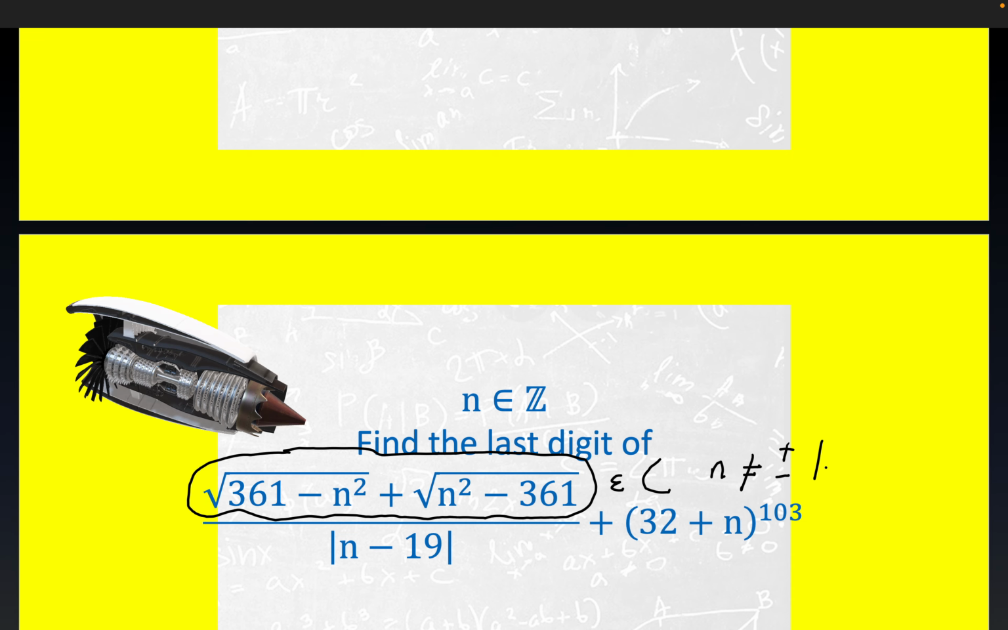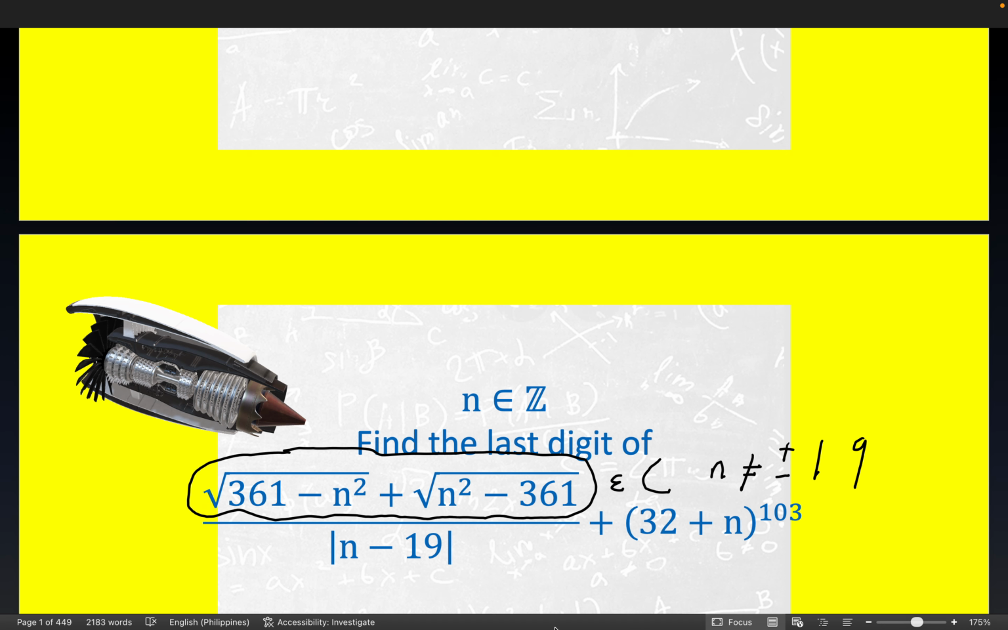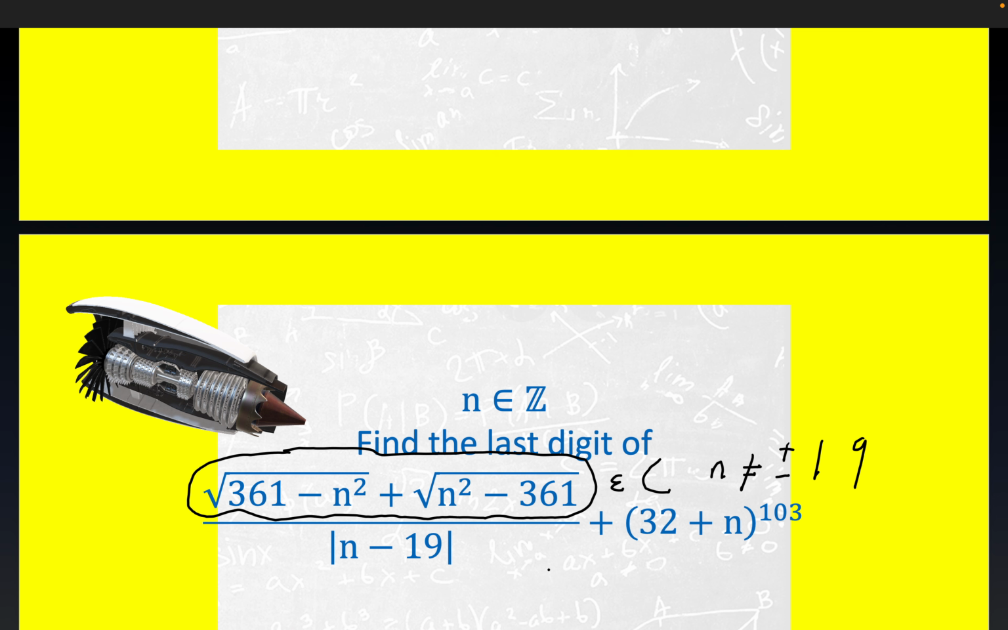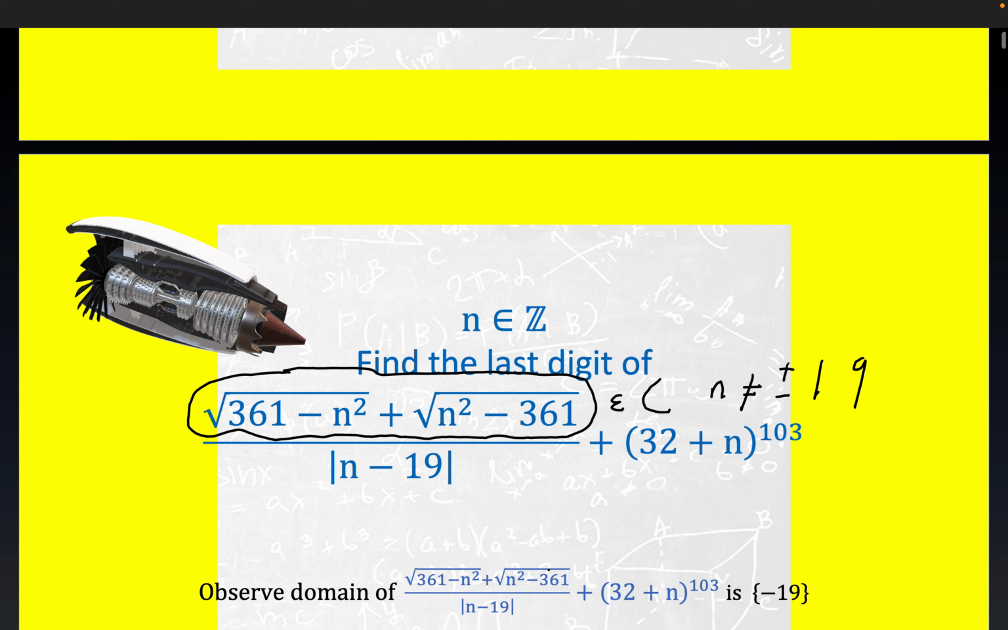So if n were, for example, 20, this piece right here would be imaginary. This would be 361 minus 20 squared, which would be minus 39, which is an imaginary number, right? So the only time this wouldn't be imaginary is when it's equal to 0, if n is equal to either of these numbers, right? So that helps us out a lot in terms of solving this problem.